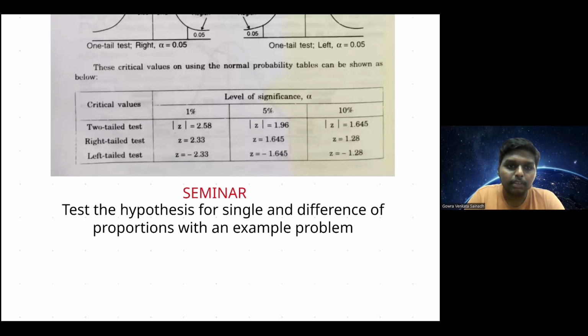So here, given the critical values using the normal probability table, in which you can have critical values, and before we discussed levels of significance, that is 1%, 5% and 10% for two tail test, right tail test and left tail test of one tail test. Here some values are given according to the significance value.